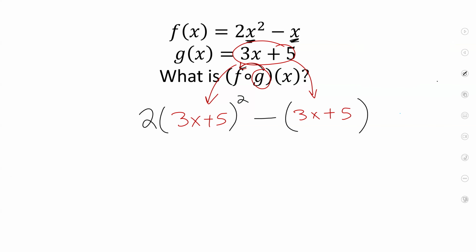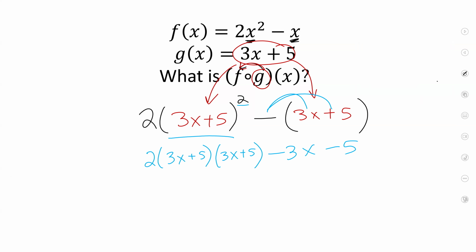Now, I'm going to do some side work over here. Whenever I have 3x plus 5 squared, that means you're writing this 2 times, okay? This is 2 times 3x plus 5 times 3x plus 5 minus 3x minus 5, okay? That's how we expand this out. We're going to multiply these two things together. So 3x plus 5 times 3x plus 5.